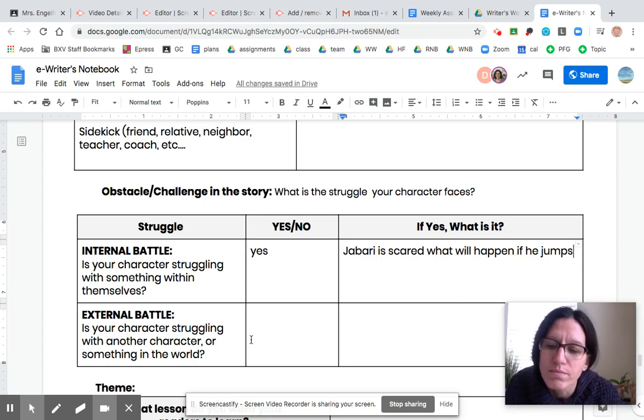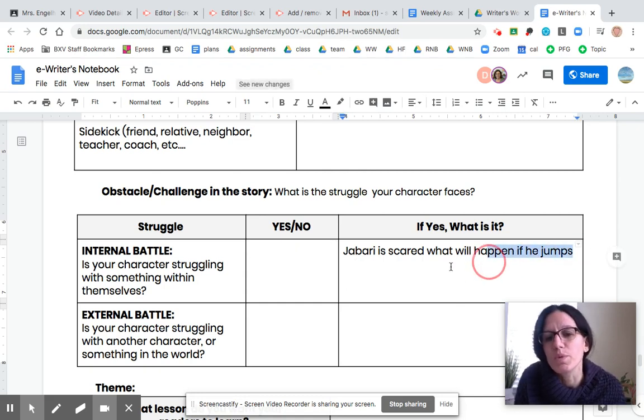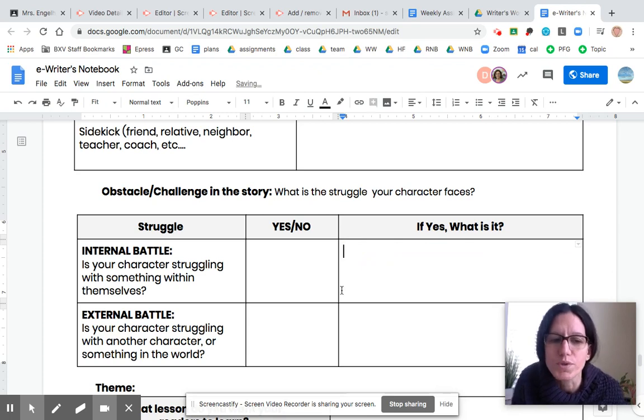External would be a character versus character, character versus society, character versus nature. So again, if it's this, then you would write yes and write what it is. Typically, the stories I imagine that you're writing do not include both. So, it's one or the other that you'll be filling in. You won't be filling in both of those rows.